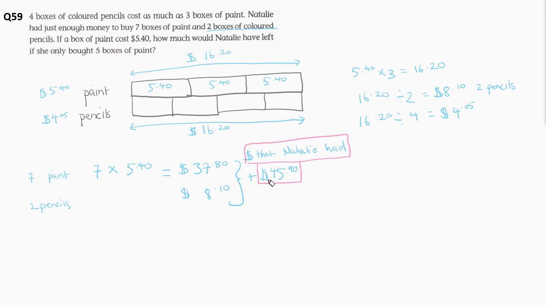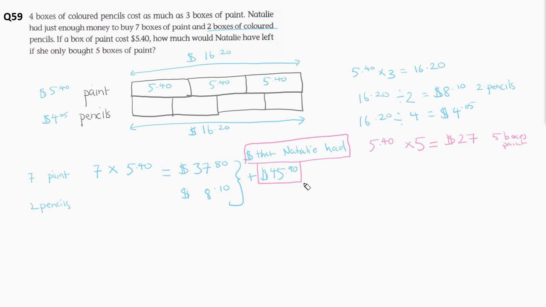But it says that she didn't spend all of this money. Okay, she could have, but she didn't. She only bought 5 boxes of paint. So what does 5 boxes of paint cost? Well, that's going to be 5.40. That's 1 box of paint times 5. What does that give us? That is 27. This is 5 boxes of paint.